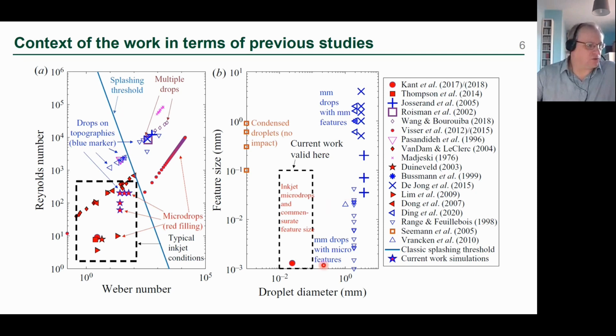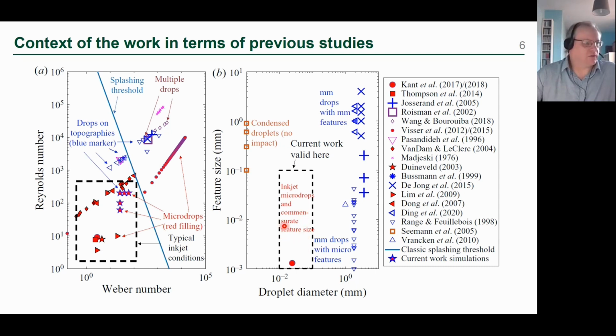And the other plot here shows droplet diameter versus feature size. This is where the substrate has some kind of feature, whether it's a groove or a scratch or a deliberate sort of feature. And you can see that most of the work is on millimeter size droplets with millimeter size features, and some work on millimeter size droplets with micro size features. So we're interested in droplets of the order of microns, 20 microns or so, and similar sized features.